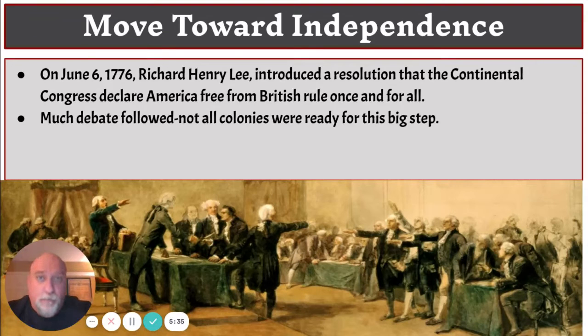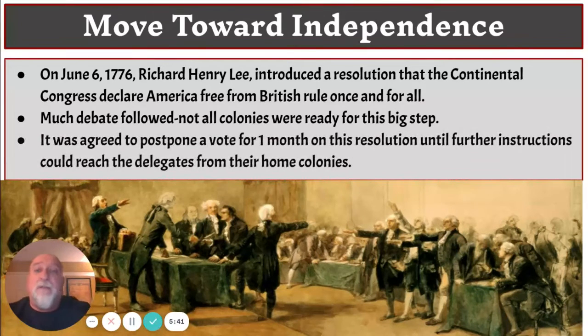What do we do? And so that was the first thing. The second thing they're going to do while they're in the middle of this 1 month vacation from this idea, is they're going to go ahead and write a preliminary statement, an early draft of what our independence should look like.